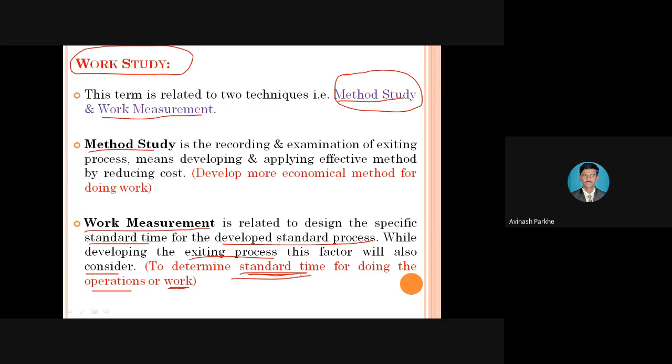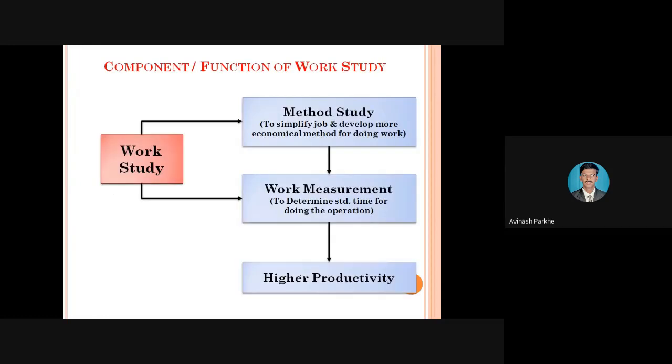That concept is called work measurement. So these are the two important concepts which are derived from work study. One is called method study and another is called work measurement. And now this is a block diagram through which you can easily understand that. This is the first concept, work study. That work study is further divided into two types.